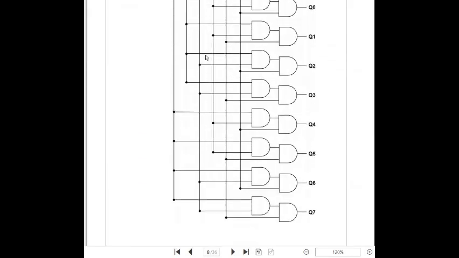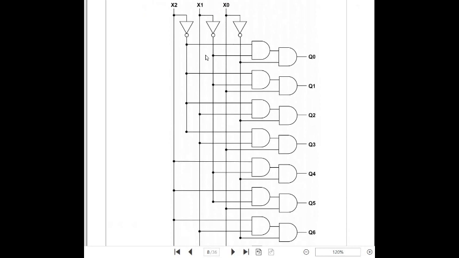For it to go back up, so we know it's not going to be x2 and it's not going to be x1. So it's actually going to be, right, so we know it's going to be Q0.